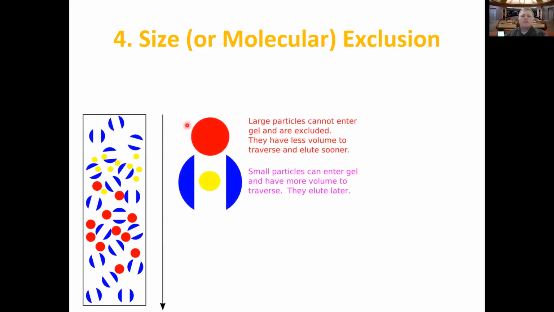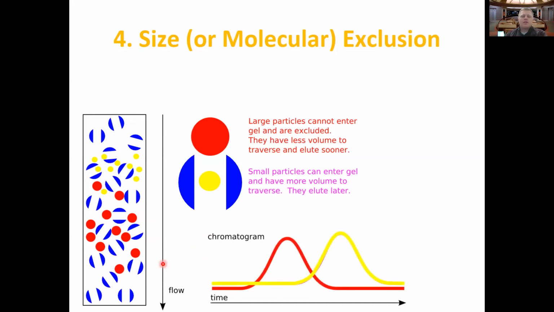Your larger species won't fit through those pores, and so they will just take the simplest path to get through this column. Your smaller analytes, though, will try and sample as many different pathways as possible, and so they will actually travel a farther distance as they travel through this column. They will try and wind through as many of these spots as is statistically reasonable, and we will separate our two species out.